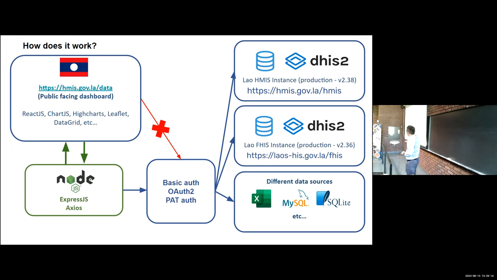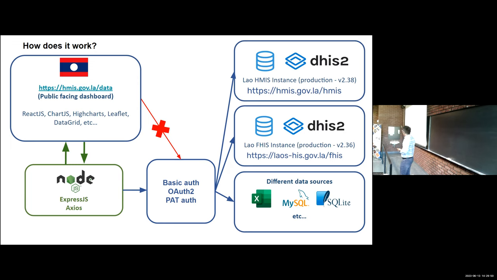Okay, this is how our public dashboard works currently in Laos. In the public dashboard, we currently have two parts. First is the front end part. It's a page that Sam already showed you in a previous slide. Many charts, many graphs, tables. That is the front end part. And the main technology we use for the front end part is React.js. And we include inside that many useful libraries for showing the chart, map, and table.